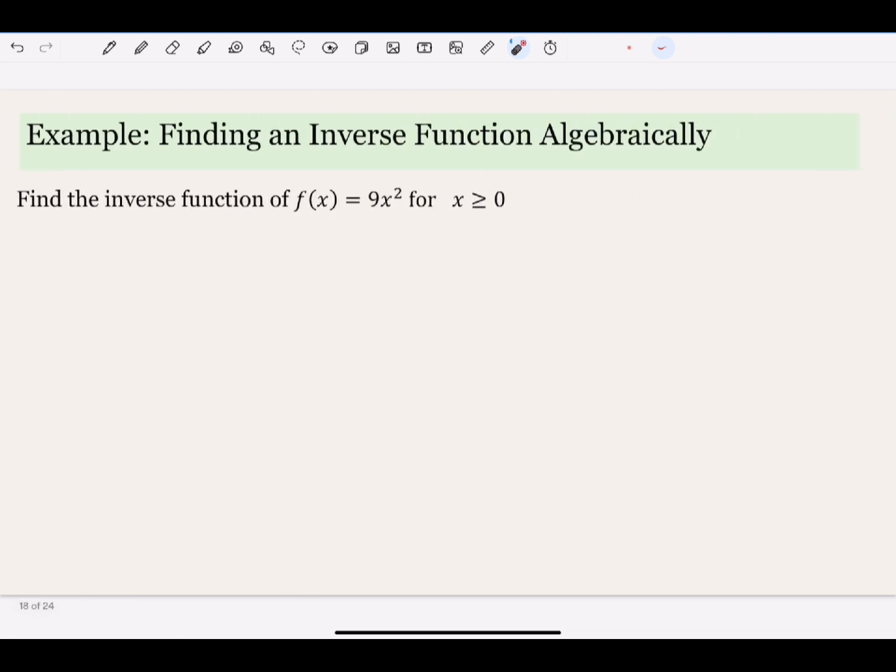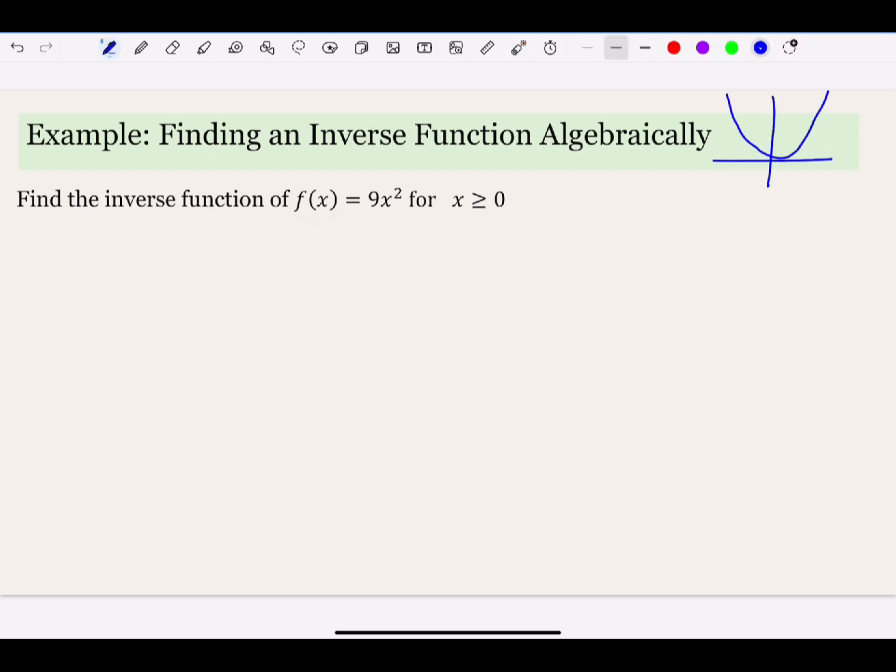Second example: you have to find the inverse of this function, f of x equals 9x squared. Remember, this function is defined only for all x values greater than or equal to 0. It is not defined for negative x values. We already know f of x is a parabola, so usually it is of a shape like this.